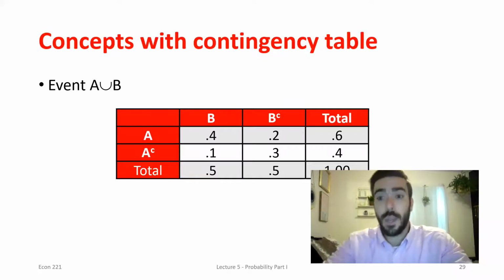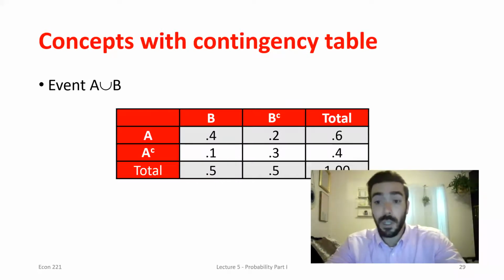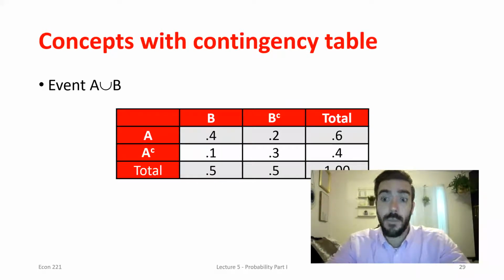Now, that's the first way to think about the union. We'll talk about some probability laws today. And after we talk about one of them, we'll revisit the union, and I'll show you what I think is a much easier way to use the contingency table to find the union. Okay, but this is the first way. Just one way of thinking about it.